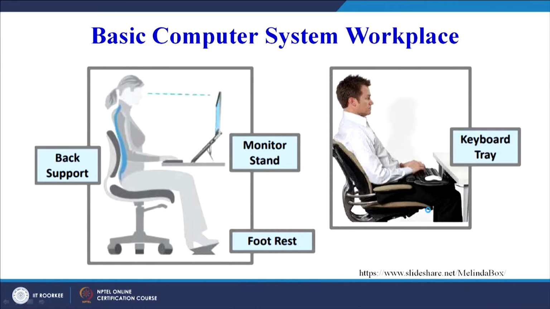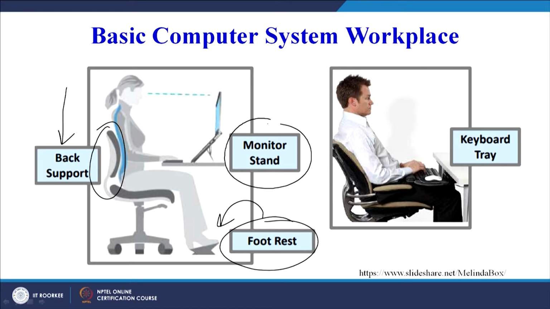So, let us further see the basic computer system workplace. How the things look like. Here it is advisable, there is a backrest here, footrest also is given, and there is a monitor stand which is given here. This is a keyboard tray you can see, and you can see the position of the elbows and the position of the keyboard. So, we have to ensure that the person who is working on the computer feels comfortable while performing his or her task.